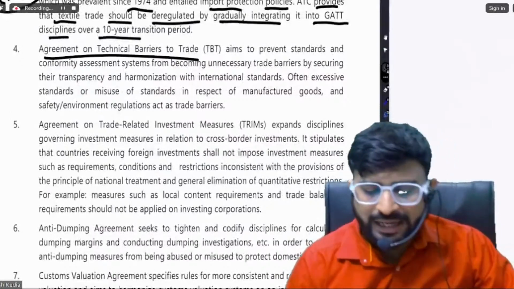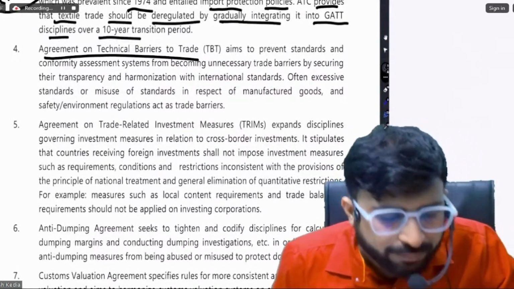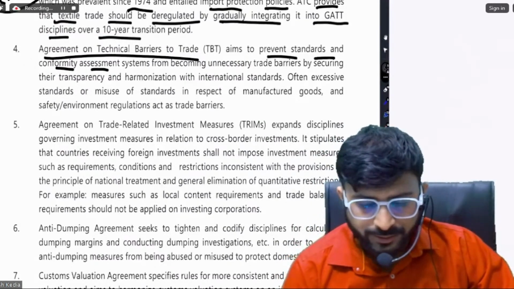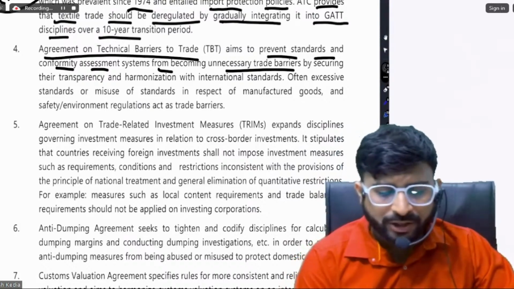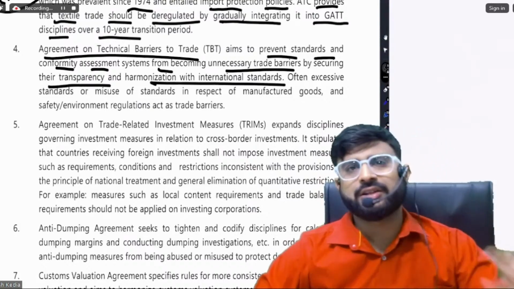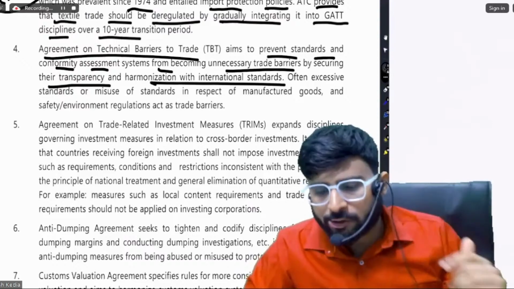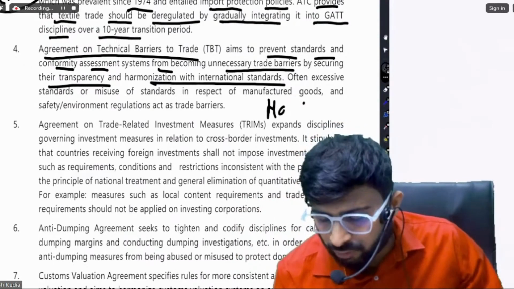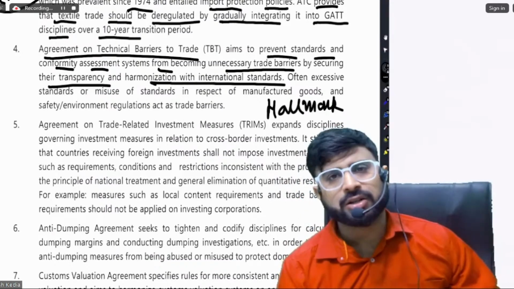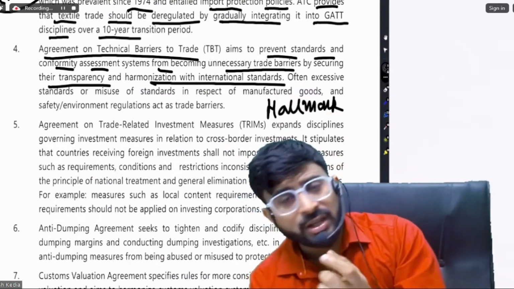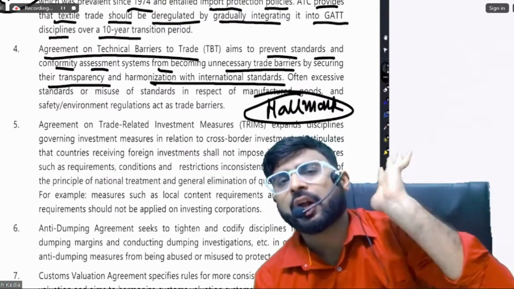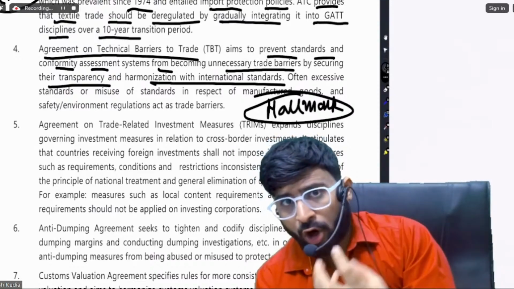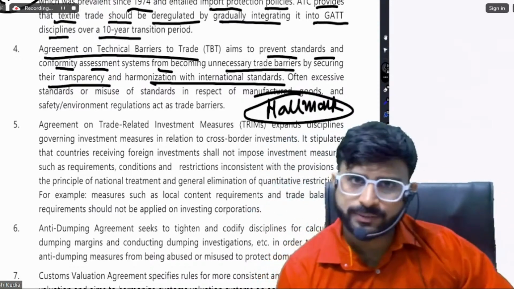Next, agreement on technical barriers to trade. It aims to prevent standards and conformity assessment from becoming unnecessary trade barriers by securing their transparency with international standards. So, for example, the Indian government cannot say that, okay, in India, for gold and diamond jewelry, we have hallmark as our standard, so if USA commodity is failing to meet hallmark standard, we will not allow USA diamond and other jewelries. This should not happen. On technical grounds, trade should not be restricted.